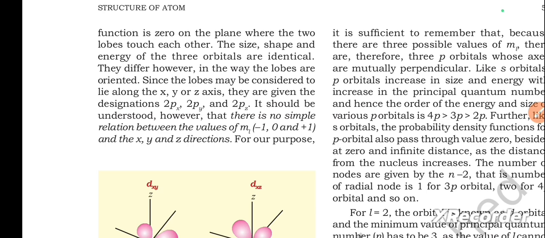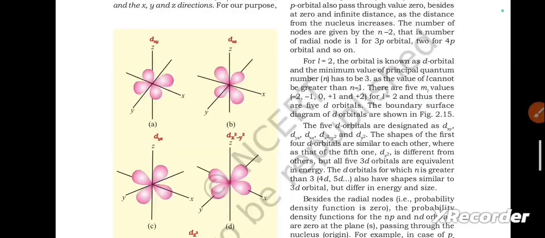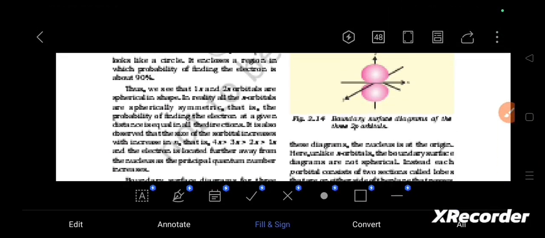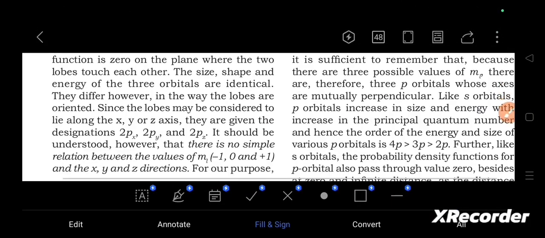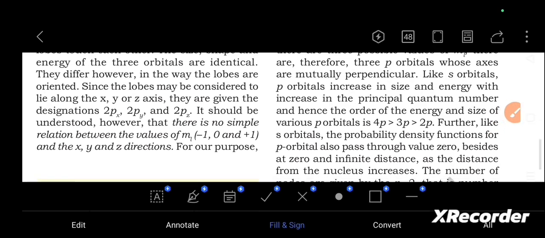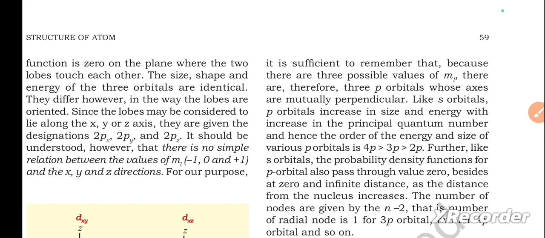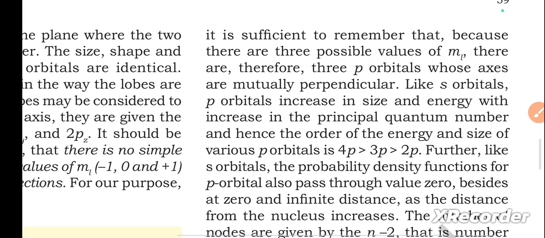Since the lobes may be considered to lie along the x, y and z axes, they are given the designations 2px, 2py and 2pz. It should be understood, however, that there is no simple relation between the values of ml (-1, 0 and +1) and the x, y and z directions for our purpose. For our purpose, it is sufficient to remember that because there are 3 possible values of ml, there are therefore 3 p orbitals whose axes are mutually perpendicular.